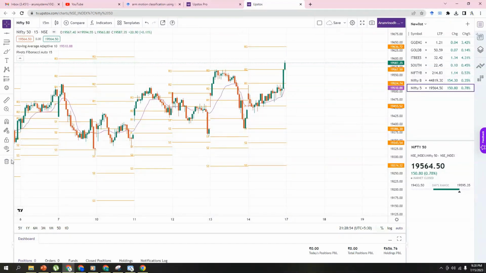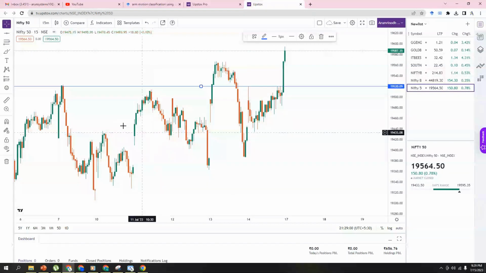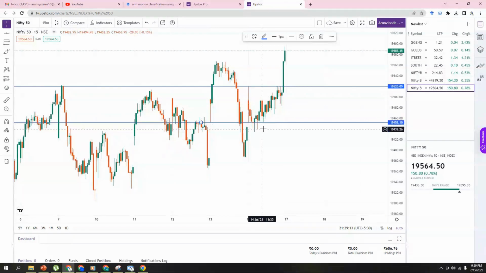Let me remove all the things. Now I'll draw it. Opening range high and opening range low. So this is the 9:15 candle. 9:15 to 9:30, so this candle appears here. So I have drawn the opening range high as well as the opening range low.